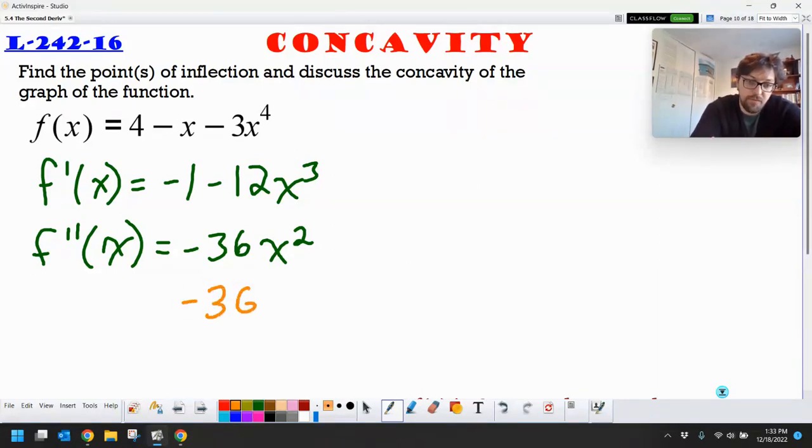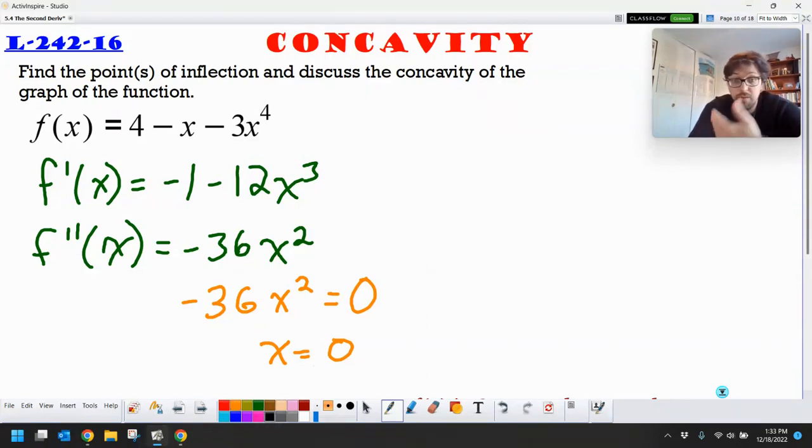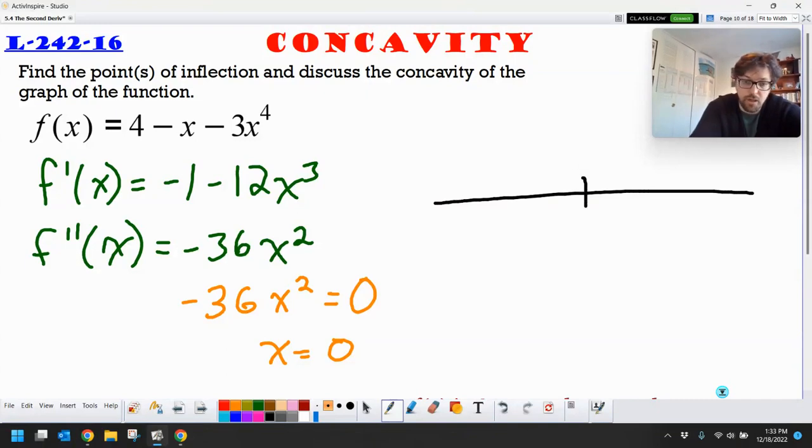We do want to be careful that they're not liars and that they actually are points of inflection. So negative 36x squared is going to equal 0 when x equals 0. So that's my potential location. I could plug that in to figure out, well, it would be (0, 4) if we plugged it back into the original. But is it actually a point of inflection? Well, we got to check by doing our cool sign chart.